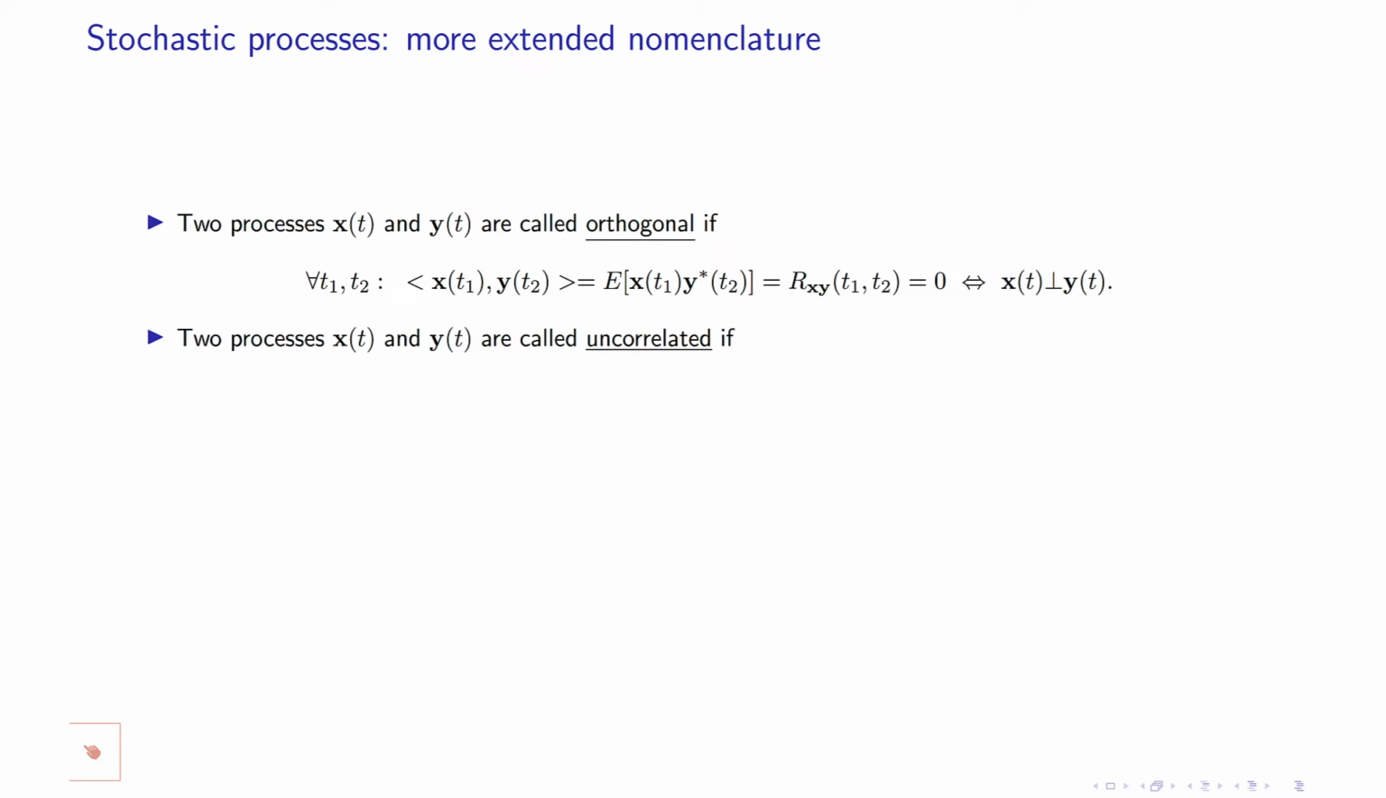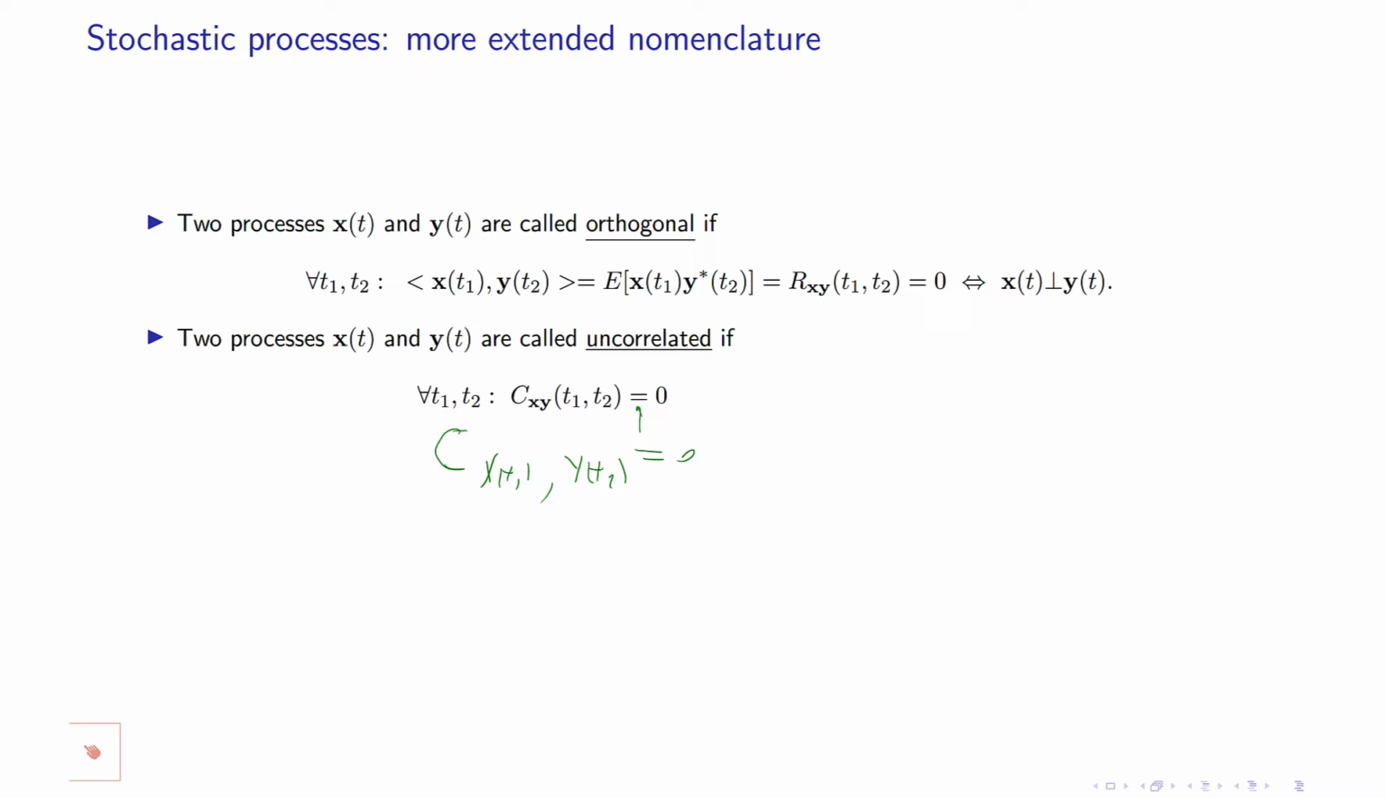We say two random processes are uncorrelated if any two samples as two random variables are uncorrelated. That means that if you take a sample x at time t1 and y at time t2, these two random variables, the covariance of these shall be 0. So this is always equal to this one.